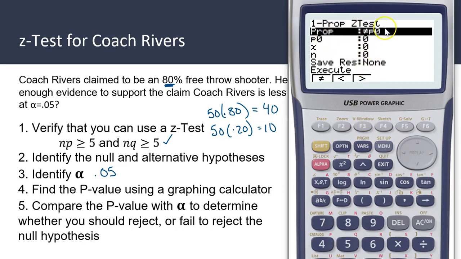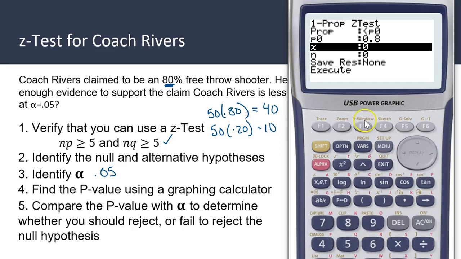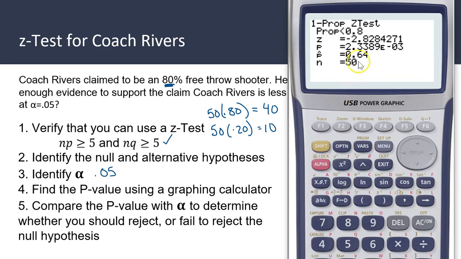Okay, in here, the first line, we need to put our alternative hypothesis. So our alternative hypothesis was that it was less than. This p0 is our proportion, the number that's in our hypotheses, which is 0.8. Okay, x is the number of free throws that Coach made. So he made 32, and n is our sample size of 50. Okay, and so the calculator gives me a z-score, it gives me a p-value, and it calculates for us p-hat, which we already knew was 0.64.